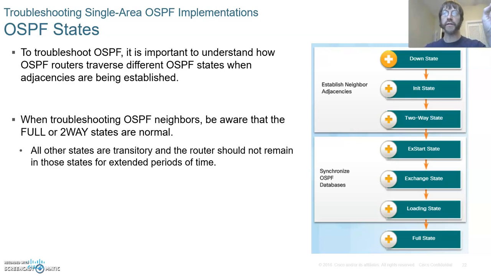You have two possibilities. When everything is up and going, every interface should be in either the full state or the two-way state. Any other state indicates that it is not fully converged and not fully conversing with the other systems. So understand exactly how it flows through this process.